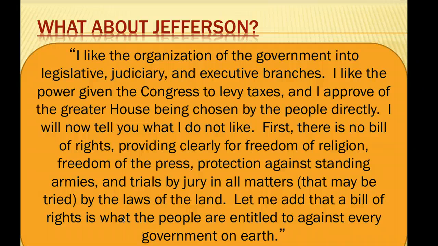I like the organization of the government into legislative, judiciary, and executive branches. I like the power given the Congress to levy taxes. And I approve of the greater house being chosen by the people directly. I will now tell you what I do not like. First, there is no Bill of Rights, providing clearly for freedom of religion, freedom of the press, protection against standing armies, and trials by jury in all matters that may be tried by the laws of the land. Let me add that a Bill of Rights is what the people are entitled to against every government on earth.